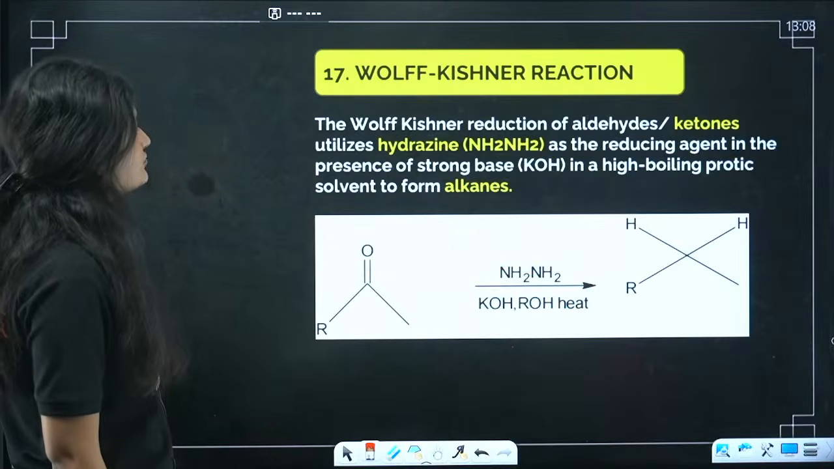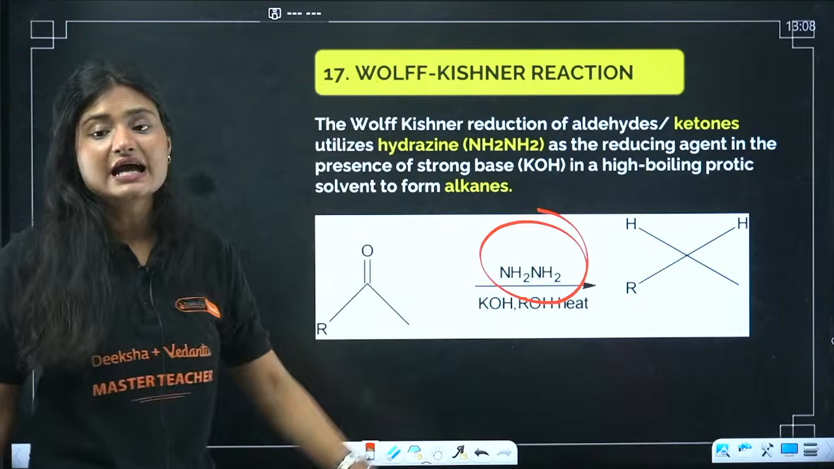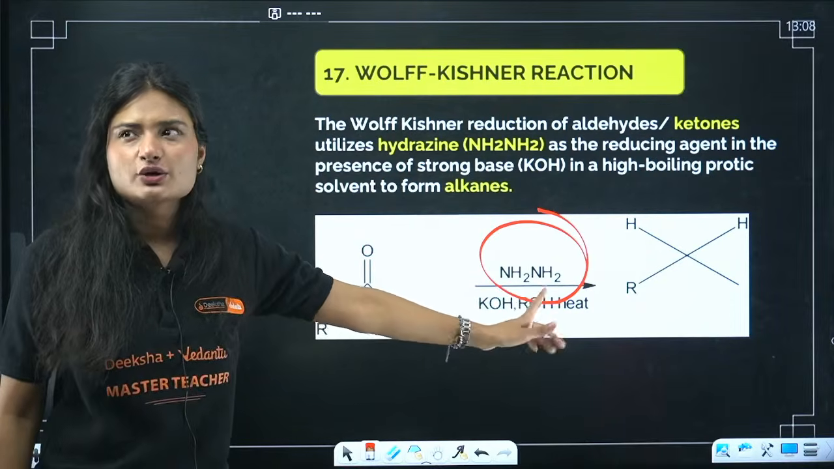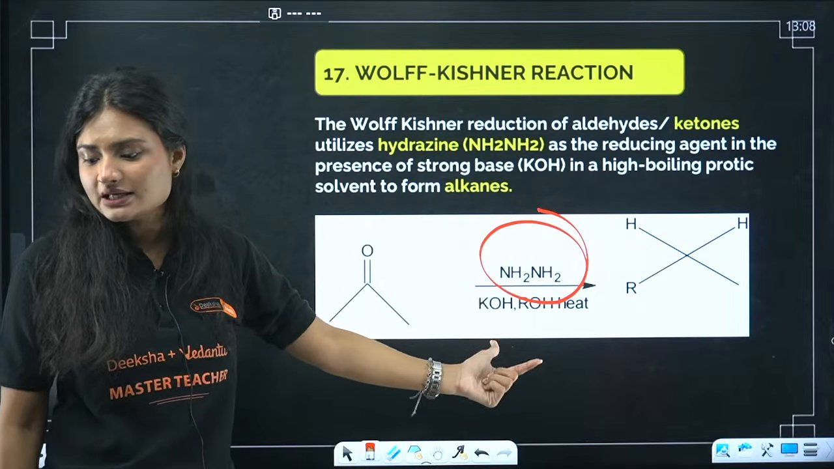Next is the Wolff-Kishner reaction. Again, we have hydrazine and KOH in ethylene glycol, that is the reagent. Hydrazine plus KOH in ROH.